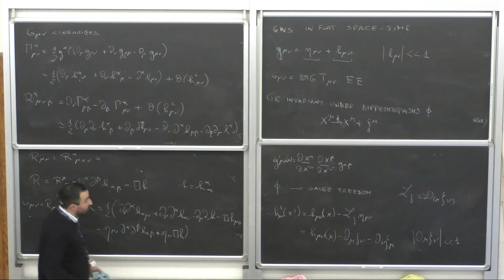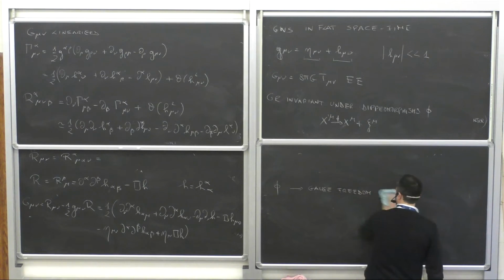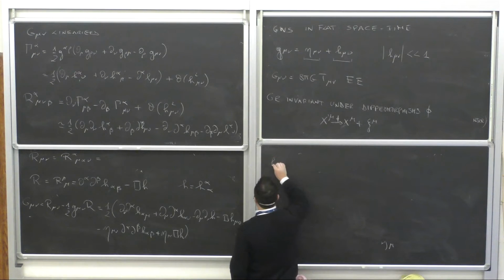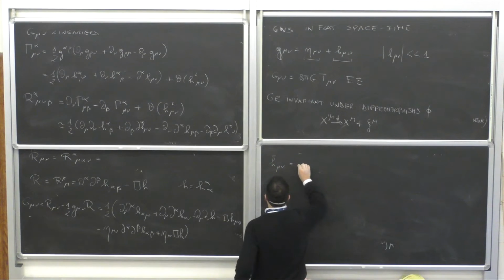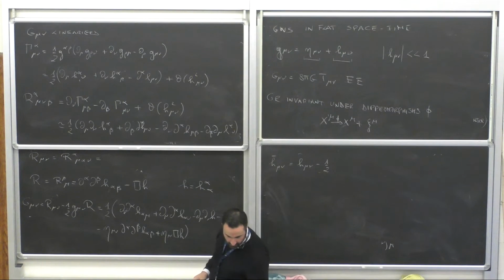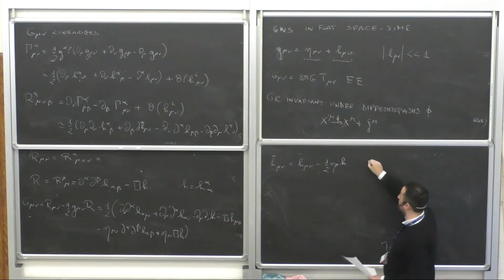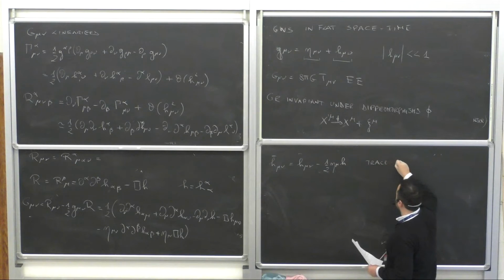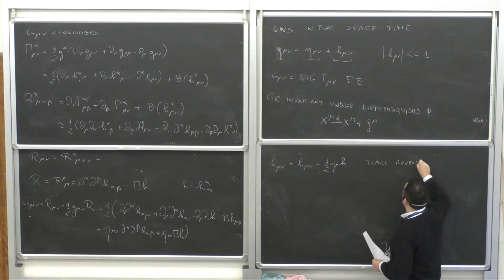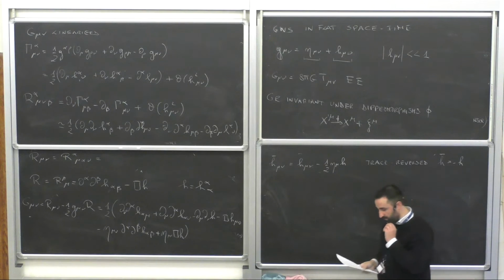What is the trick now? The trick now is to introduce the trace-reversed metric. Instead of working with h, you work with what is called h bar, that is h_{μν} minus 1/2 η_{μν} times the trace of h. It is called the trace-reversed metric because if you compute the trace of h bar, this will be equal to minus h.